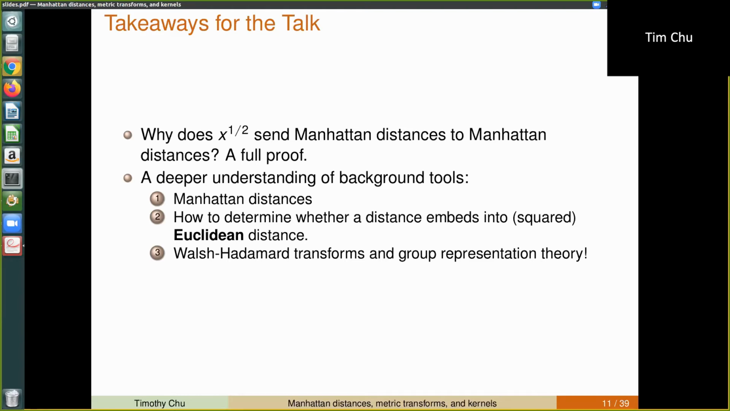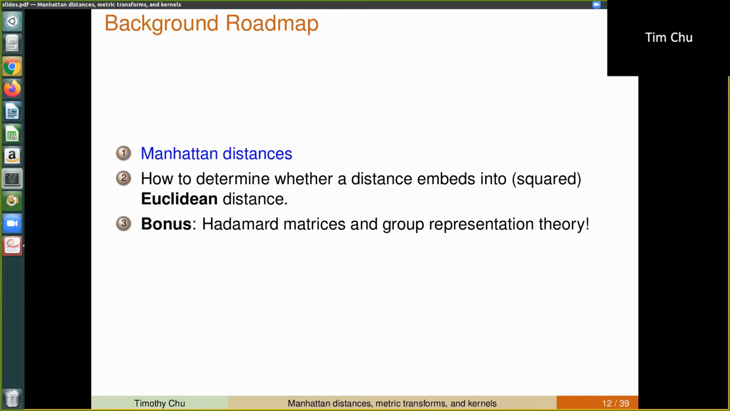I should emphasize that all the background tools are not something that I developed. These have been known in the literature for a while. So the way this talk is going to go is I'm going to do a deep dive through the background. Then I'm going to give an outline of the proof of our core puzzle. And then I'm going to give you a proof of the core puzzle.